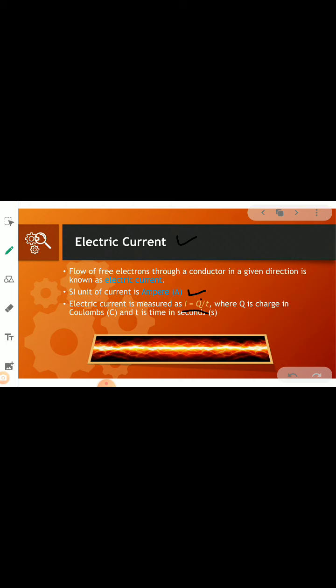What is coulomb per second? It is the SI unit of electric current. Coulomb per second is also called ampere. So the SI unit of current is coulomb per second or ampere. This is given to honor the French scientist Andre Ampere.